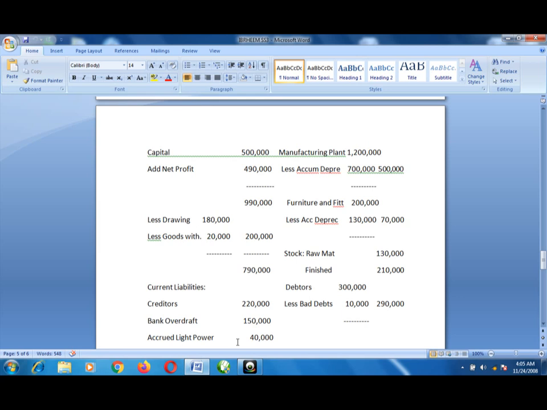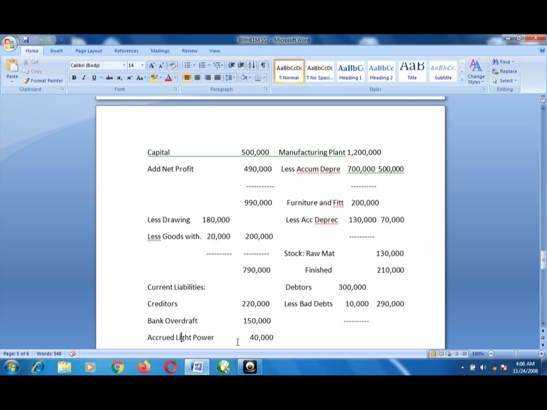And the next one, you have stock. Remember, you need to put a colon because you have more than one stock. Here you have stock: closing stock of raw materials 130,000, finished goods 210,000. If you are given the closing stock of work in progress, it must also transfer to this aspect. Here you have only two items, raw materials and finished goods.